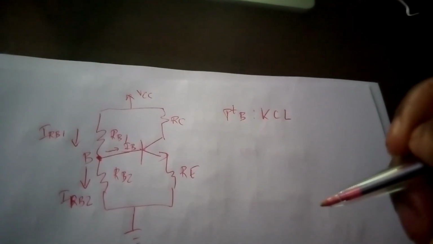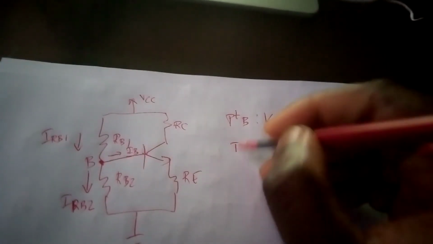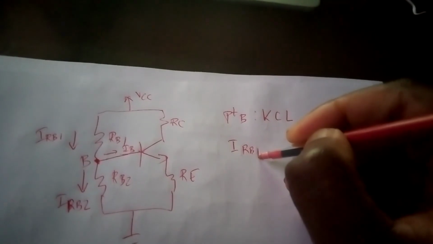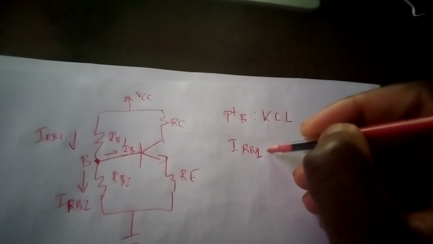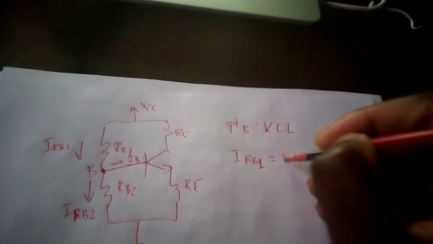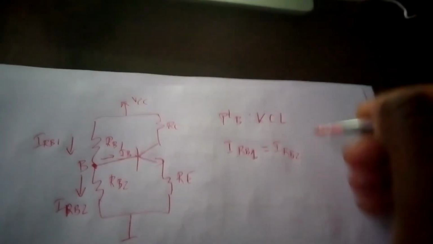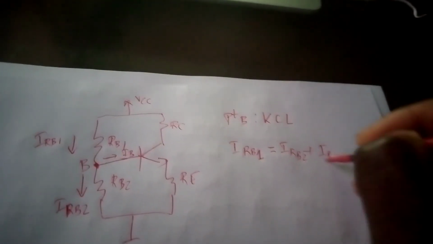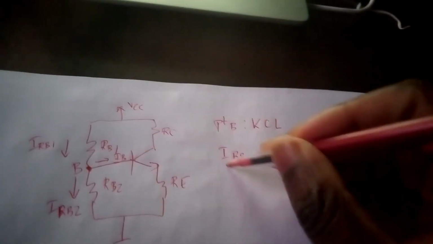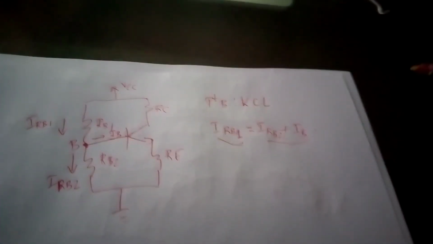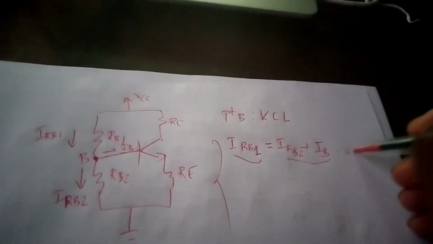as well as IB. So you apply, not Kirchhoff's voltage law but Kirchhoff's current law at that point B, which says the sum of current going into the node is equal to the sum of current going out of the node. We can see that IRB1 is going into the node B, it's the only one, and it should be equal to IRB2, which is going out, plus IB, which is also going out. So you keep that equation.